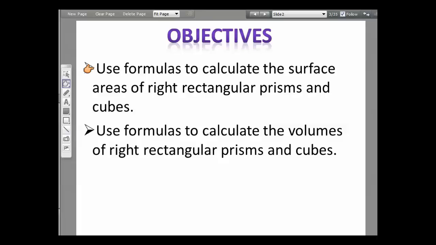Our objectives: to use formulas to calculate the surface areas of right rectangular prisms and cubes, and use formulas to calculate the volumes of right rectangular prisms and cubes.